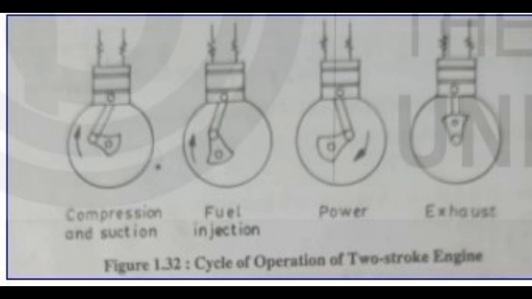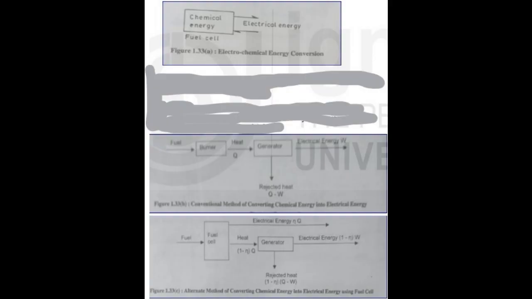Some of the important methods of direct energy conversion are the following. 1. Electro-chemical energy conversion. 2. Thermoelectric energy conversion. 3. Photo-electric energy conversion. A brief description of these 3 conversion systems is given in the following sections. 1.7.1 Electro-chemical energy conversion. In this type of energy conversion, chemical energy is converted to electrical energy or electrical energy is converted to chemical energy, as shown in figure 1.33a.